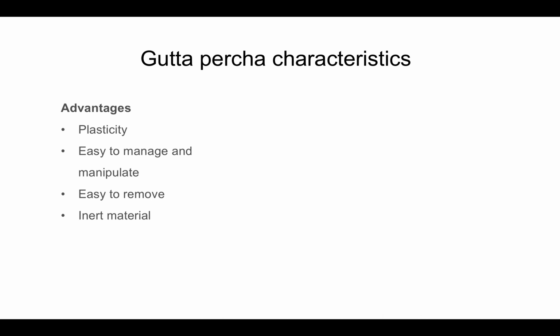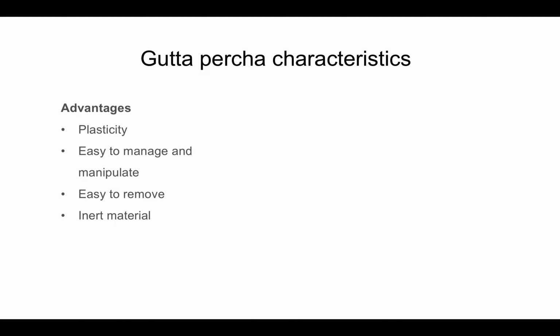Some of the advantages of this material are the plasticity. It is easy to manage and manipulate. It's easy to remove in case we need to do retreatments, and it's an inert material. I just want to point out that gutta percha is not biocompatible. There's a big difference between an inert material and a biocompatible material. An inert material simply will not corrode, will not disintegrate, but can cause irritation and can cause inflammation.